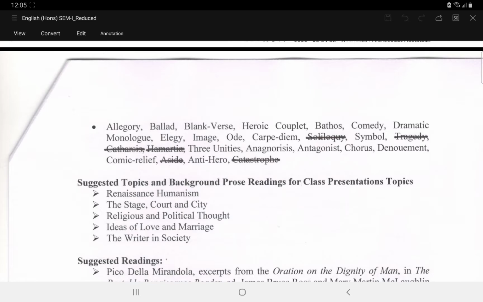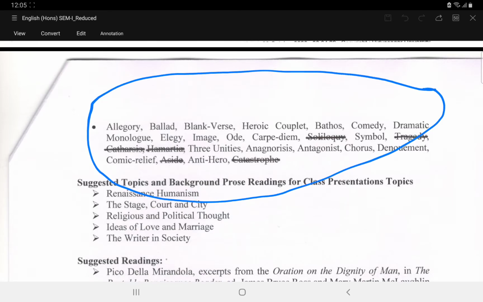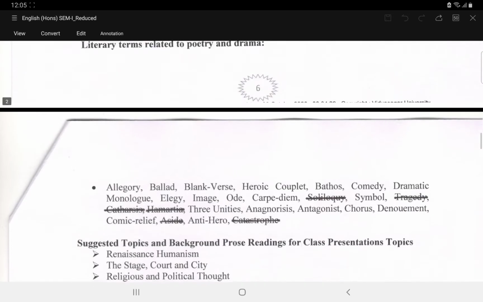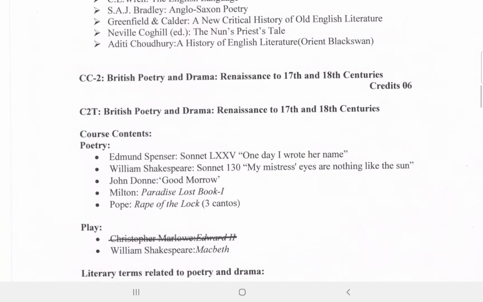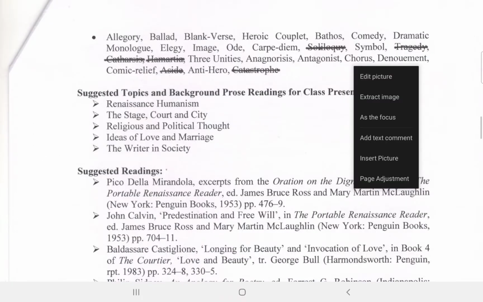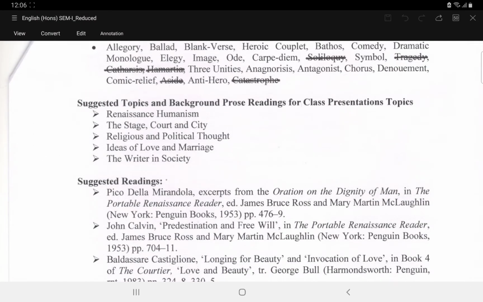Today our topic is anti-hero, and this will be my last topic in this entire section. From the next class, I'll be dealing with something else. In my next class, the topic will be John Donne's "The Good Morrow." So, today we have a topic here, anti-hero. Let us move to our topic and explanations.